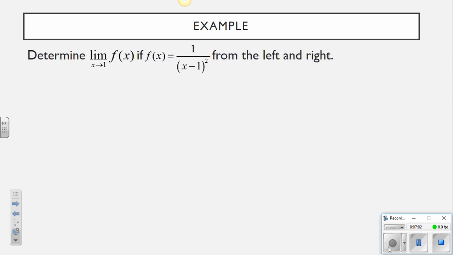All right, let's take a look at this limit. So what if we had the limit as x approaches 1 of f of x, if f of x is equal to 1 over x minus 1 squared, to both the left and the right. So what if we had this? All right, so let's go first from the left side. What if I had the limit as x approaches 1 from the left of f of x? So what would I get here?